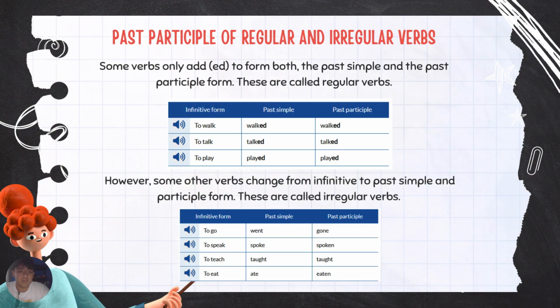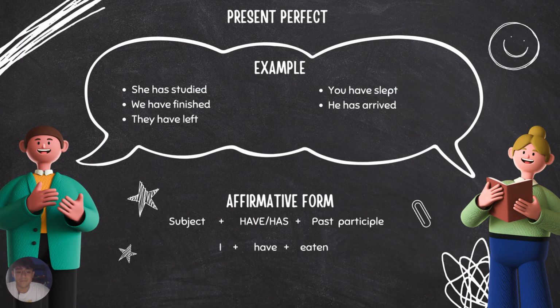So the past participle of regular and irregular verbs: some verbs only add ed to form both the past simple and the past participle form. These are called regular verbs. However, some other verbs change from infinitive to past simple and past participle form. These are called irregular verbs.